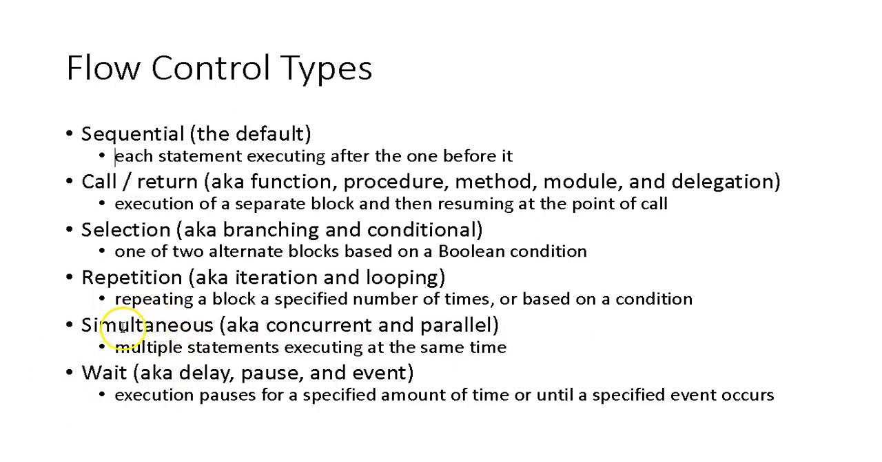More advanced flows are simultaneous flow, also known as concurrent or parallel processing, where multiple statements execute at the same time. This kind of flow requires usually a multiprocessor environment. And another advanced flow, a wait flow, which waits for a certain event to occur, which may be a certain time duration occurs, or some other environmental event occurs, and there's a pause or delay that takes place until that event happens. We will now look at each of these individually.